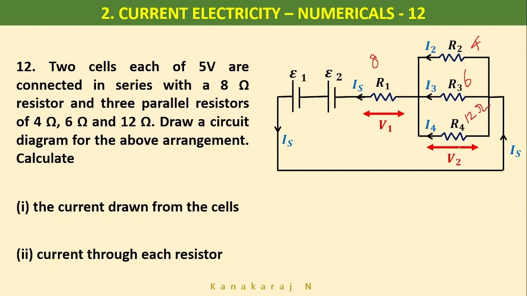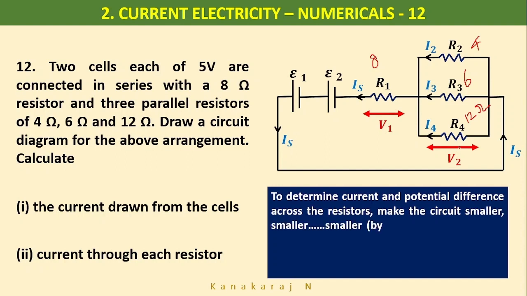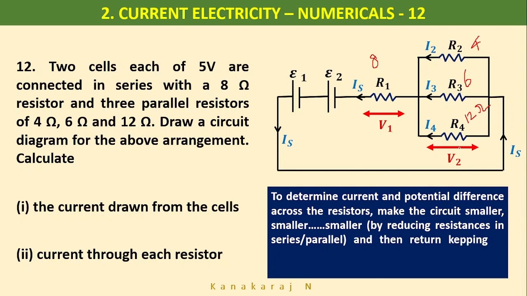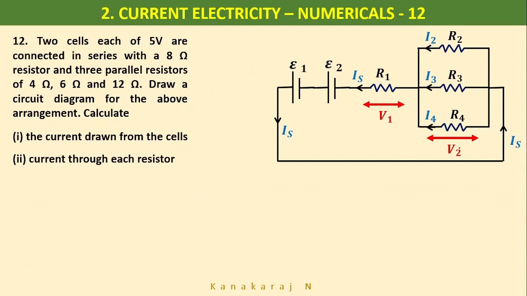Before solving the problem, keep it in mind: to determine current and potential difference across the resistors, make the circuit smaller, still smaller, by reducing resistances in series or parallel. And then return, keeping in mind that in series current is the same and in parallel potential is the same. Good. This is the circuit diagram. Solution. Look at the circuit diagram.